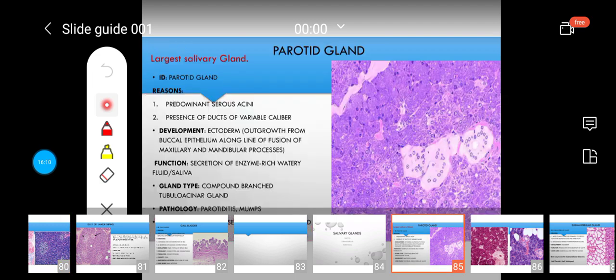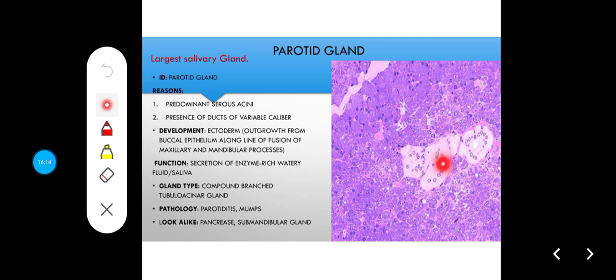So if you come to the parotid gland, it contains serous acini and a very few mucous acini. So it is predominantly serous acini. And remember, the serous acini, which is this area, stains very well because of the kind of secretion it releases. While the mucous acini, look at this, something like this.